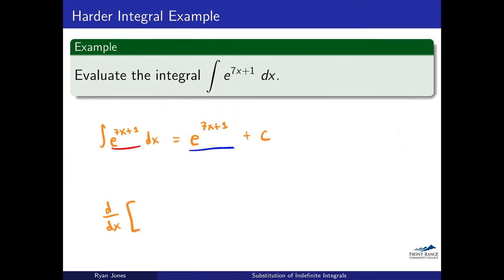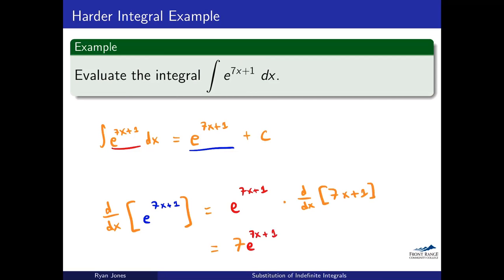If I take a derivative of this blue e to the 7x plus 1, what you'll notice is that I do get the red e to the 7x plus 1, but there is a chain rule term that is not so simple as 1. It actually ends up being 7. And so I end up getting not quite what I'm looking for here. I'm basically off by a factor of 7.